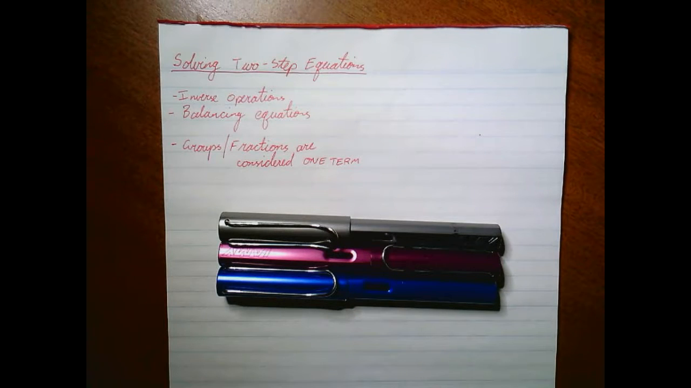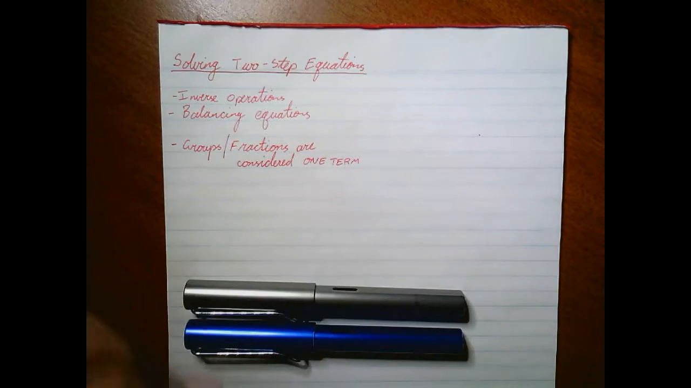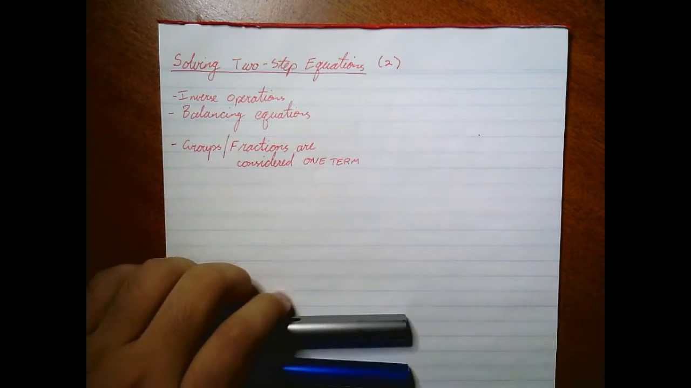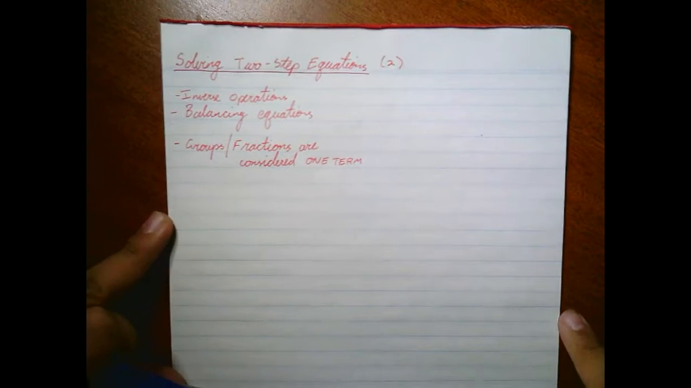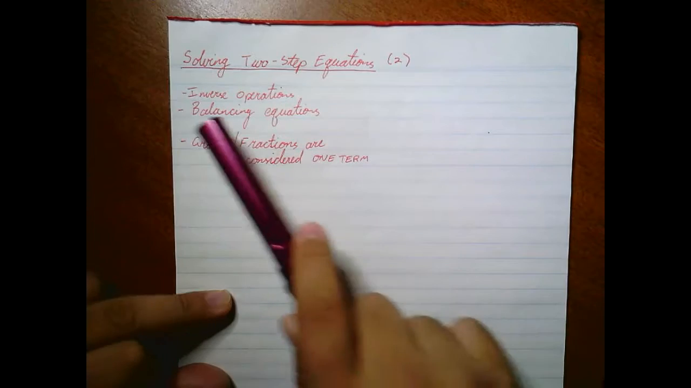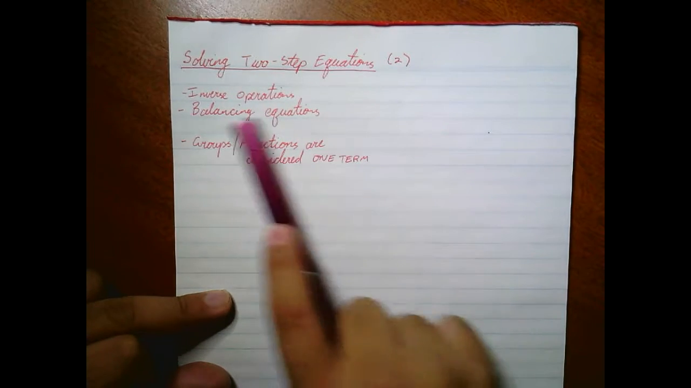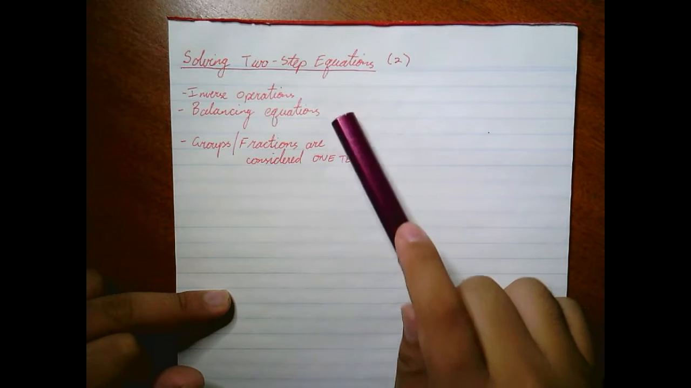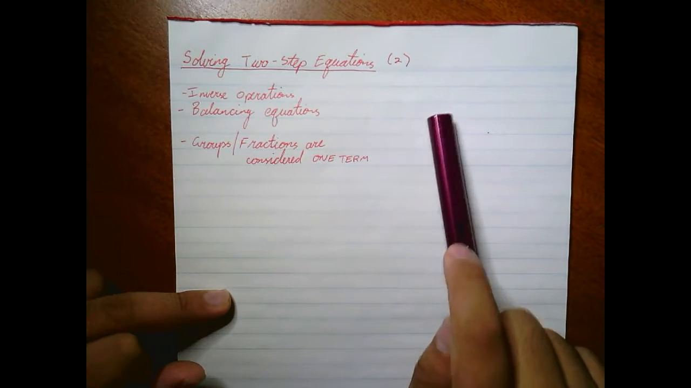Hello class, this is a video tutorial on solving two-step equations. This is the second video in a two-part series. By now, you should always remember your inverse operations, and that when we're balancing equations, which means when we do an operation on the left-hand side, we must also do it on the right-hand side of the equation.